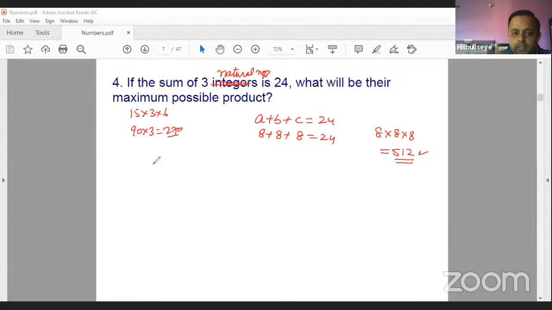If instead of integers we use natural numbers, then this would have been the right answer. Akash, please check that. If I ask you about three natural numbers, if the sum of three natural numbers is 24, then your answer would be correct. Nothing wrong in that. The numbers would be 8, 8, 8, sum 24, and the product would have been 512. Now, can you tell me what you are missing right here? Why is your answer wrong?